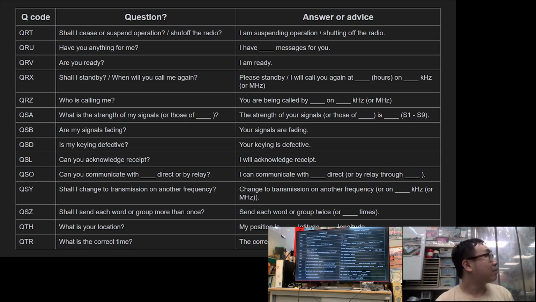And sometimes we will also use QRT. So at the end of the conversation, you can add QRT, saying that, oh, I'm going to stop my conversation. But it's not that common compared to the first two that I've just mentioned.